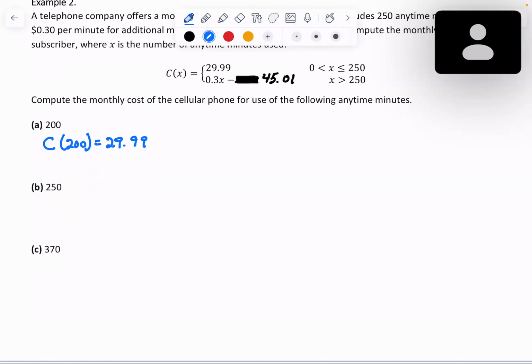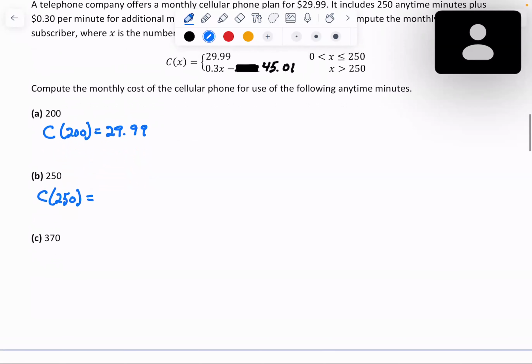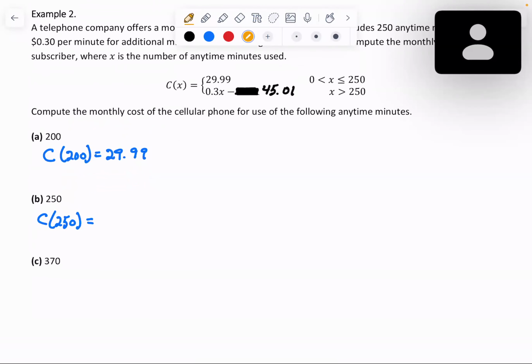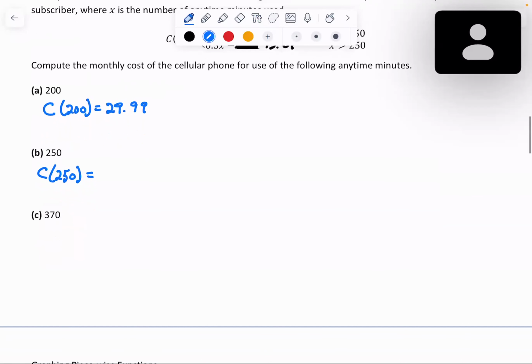The next one, I want to find the cost for 250 minutes. So this is C of 250. Can someone tell me what the cost is on that one? Yeah, again, it's $29.99 because this inequality sign here has equal to on it. So this is for anything less than or equal to 250 minutes. So therefore, it's going to be, again, $29.99.